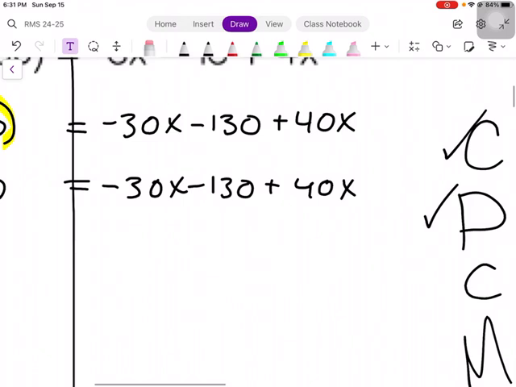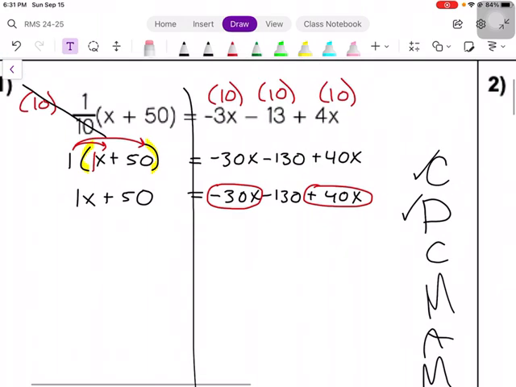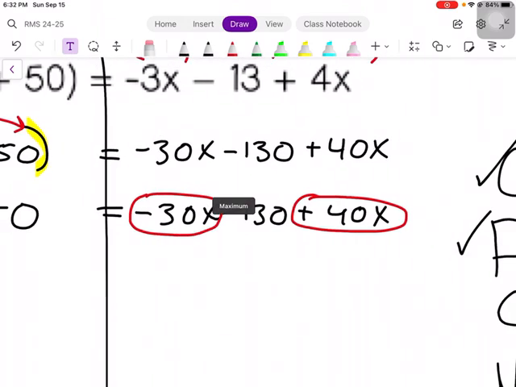Over here on the right side, there are two terms that belong together. They are the negative 30x and the positive 40x. Now to put these together, you have to think of your song: same sign, add and keep; different sign, subtract. So first of all, this negative 30 is negative. The positive 40 is positive. So since these are different signs, I'm going to subtract the terms and keep the sign of the larger number. So I'm going to do 40 minus 30, just bigger minus smaller.